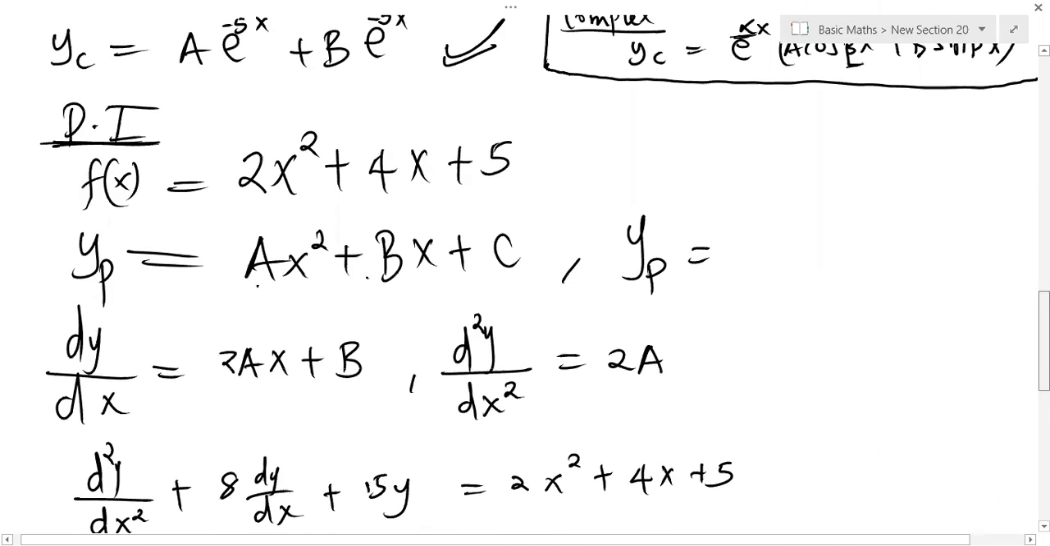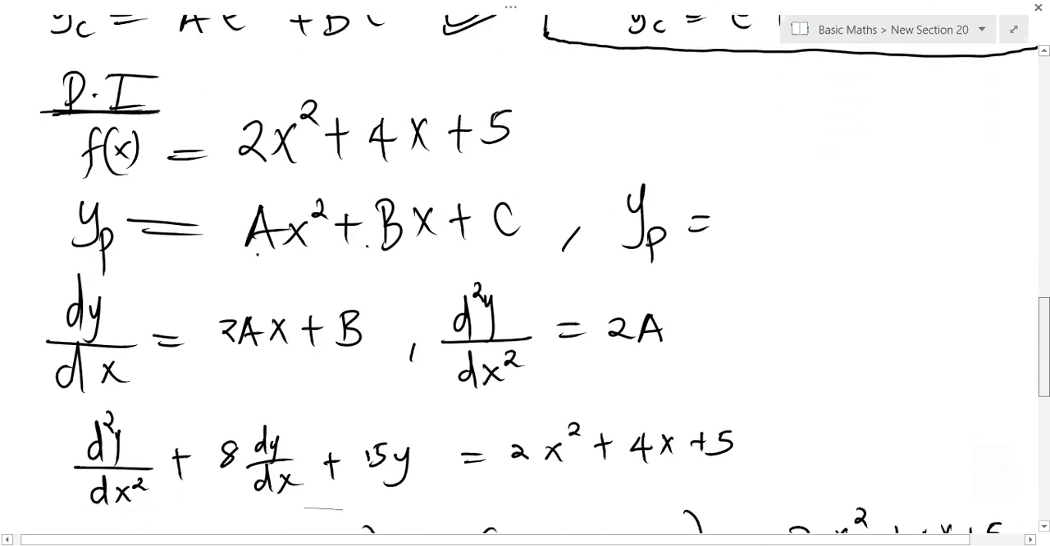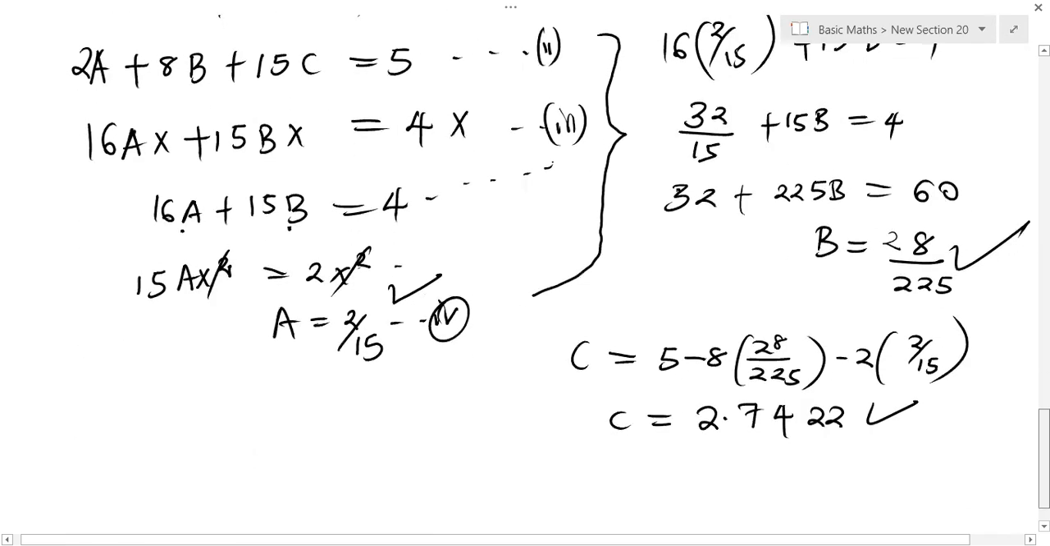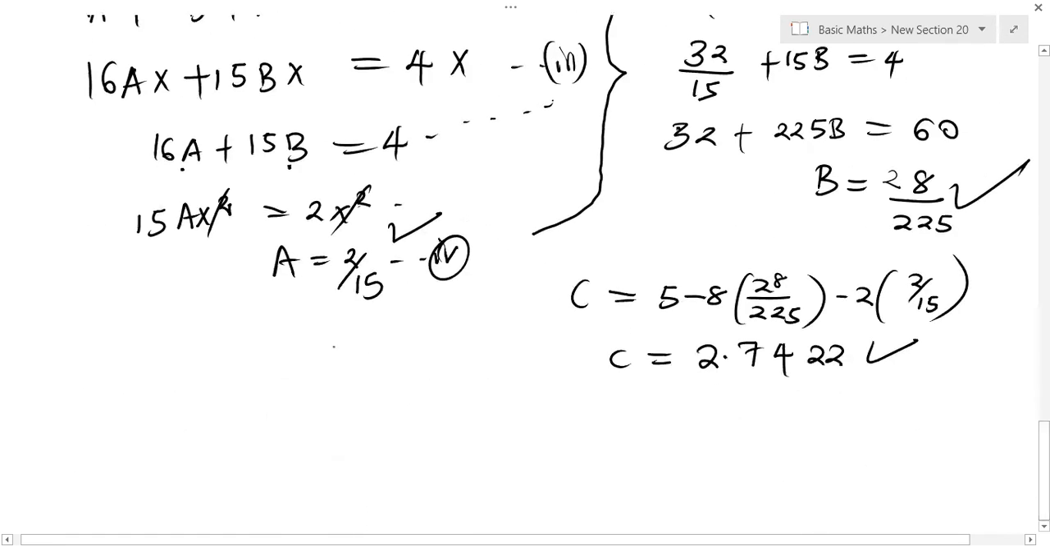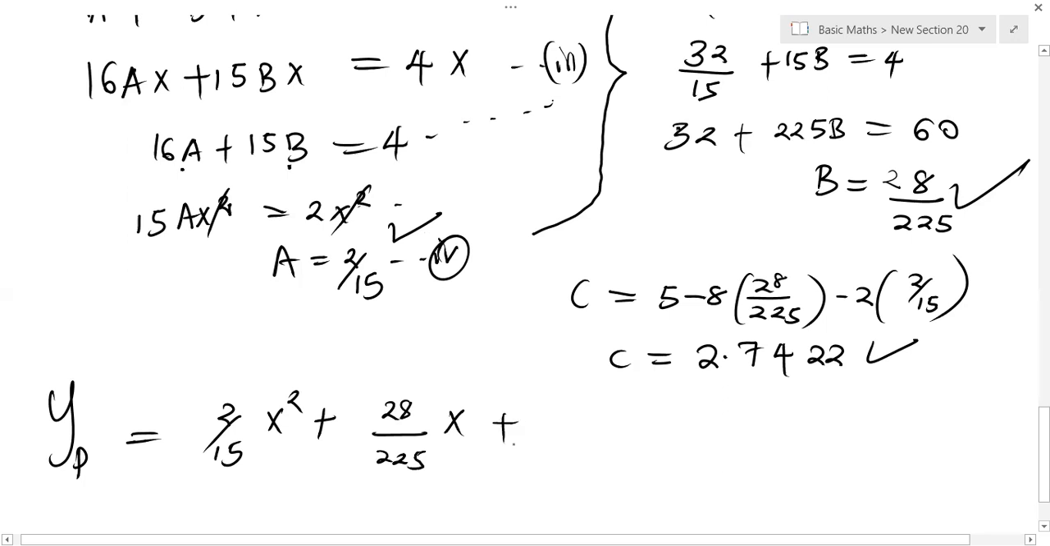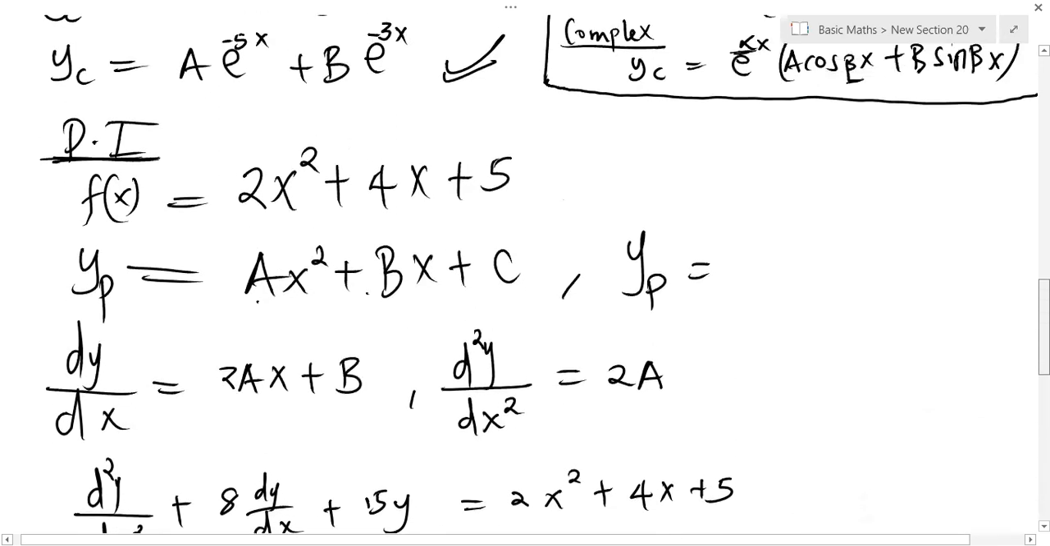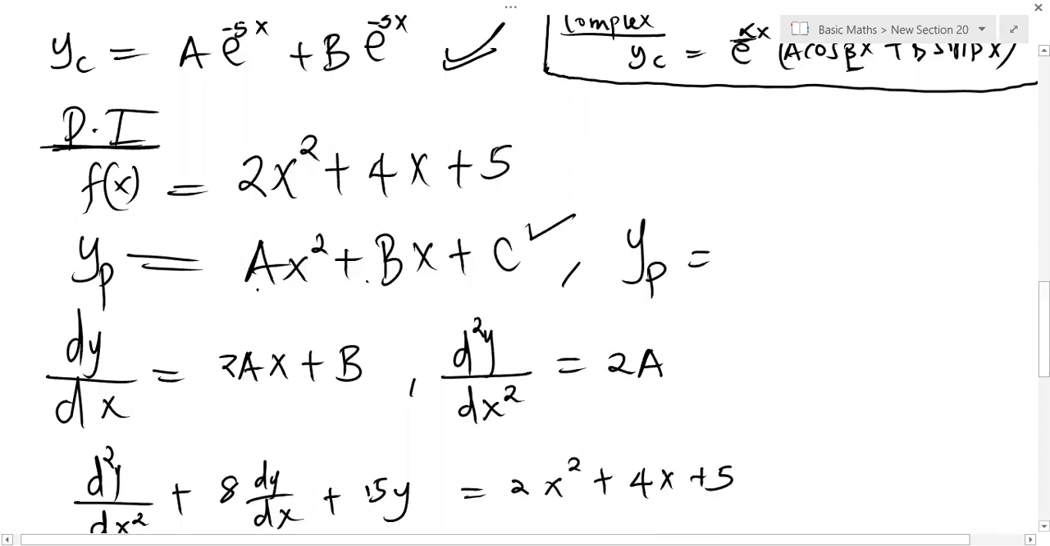So we already had our assumed yp. Our yp will just be the same, but now with a, b, c replaced. So our yp will be equal to 2 over 15 x squared plus 28 over 225 x plus 2.7422. That will be the value of our yp.